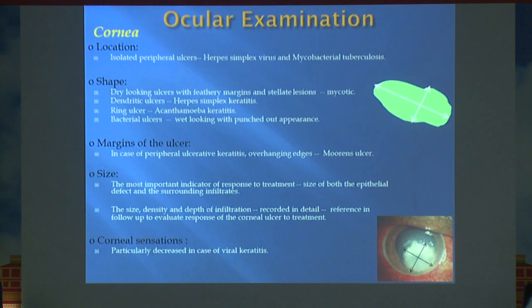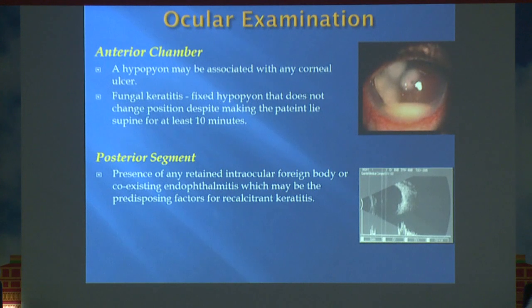The size, density, and depth of infiltrate is recorded in detail in each and every visit, and reference is to be taken in follow-up to evaluate response of that corneal ulcer to the treatment. Corneal sensation must be checked, particularly as it is decreased in cases of viral keratitis. In the anterior chamber, we have to look for hypopyon, which may be associated with any corneal ulcer.